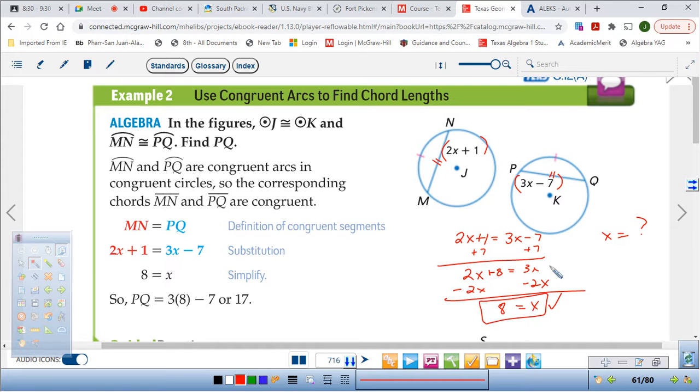If you say that's your answer, you kind of got lost in the question, because we want to know actually what's the measure of PQ. PQ is in regards to x. So we'll plug it in: 3x minus 7, 3 times 8 minus 7, 24 minus 7, 17.